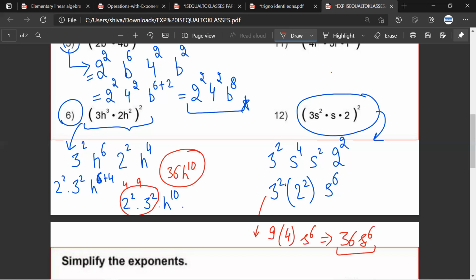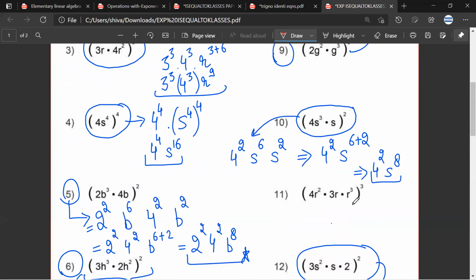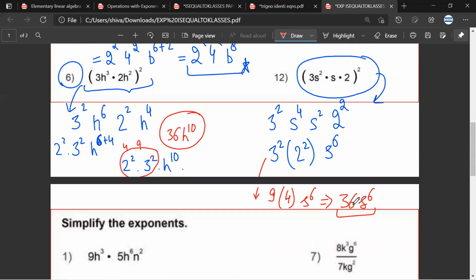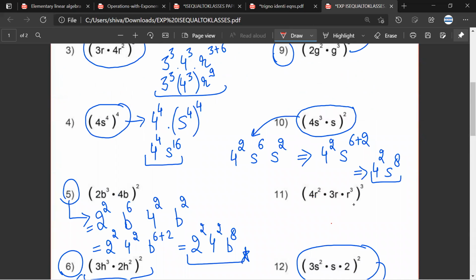Mr. Satya, any doubt? I didn't understand how you got that 9. How did I get this 9? This is 3 square. Okay, sir, I understood. This is 2 square. So for example, here the final answer should be 16 s raised to power 8.